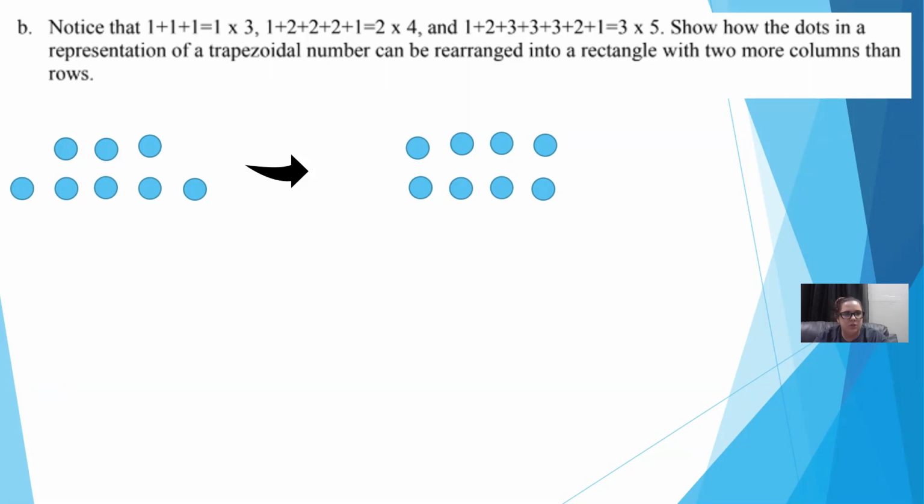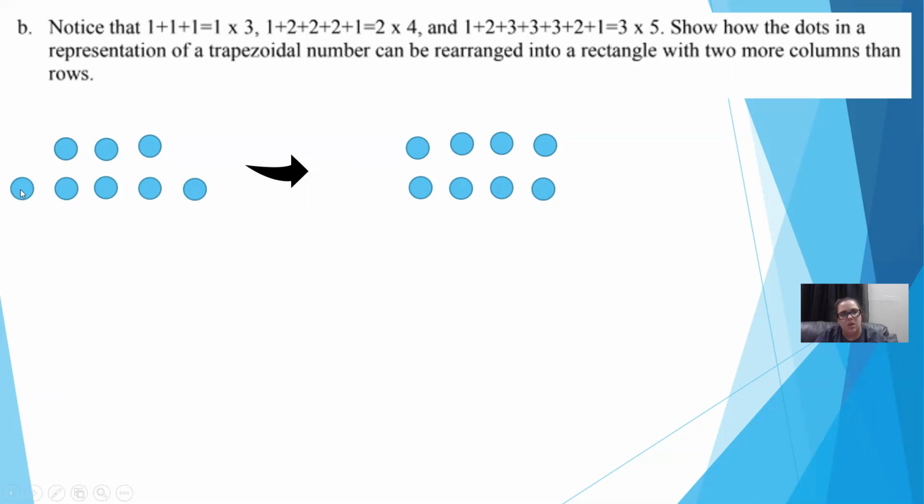So the 1 plus 1 plus 1 equals 1 times 3. And then the 1 plus 2 plus 2 plus 2 plus 1 equals your 2 times 4. And then your 1 plus 2 plus 3 plus 3 plus 3 plus 2 plus 1 equals 3 times 5. So you're going to show how the dots in a representation of a trapezoidal number can be rearranged into a rectangle with 2 more columns than rows.